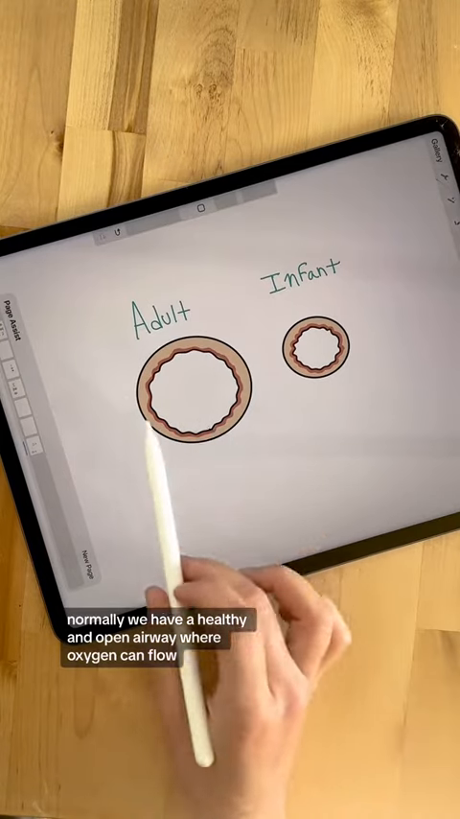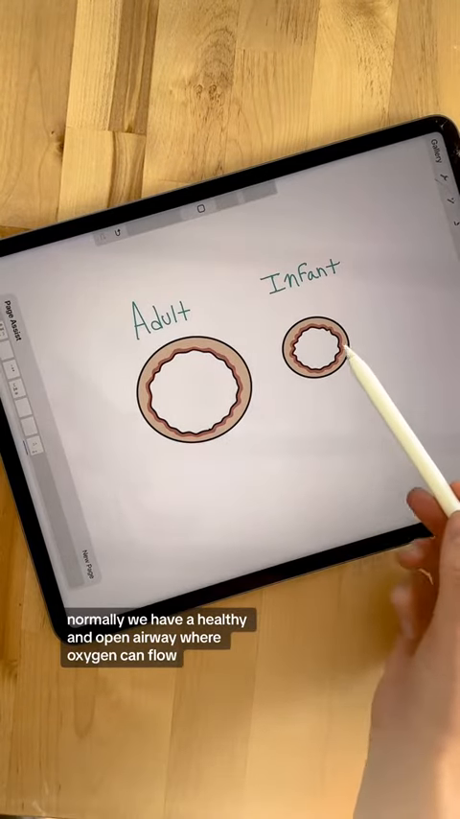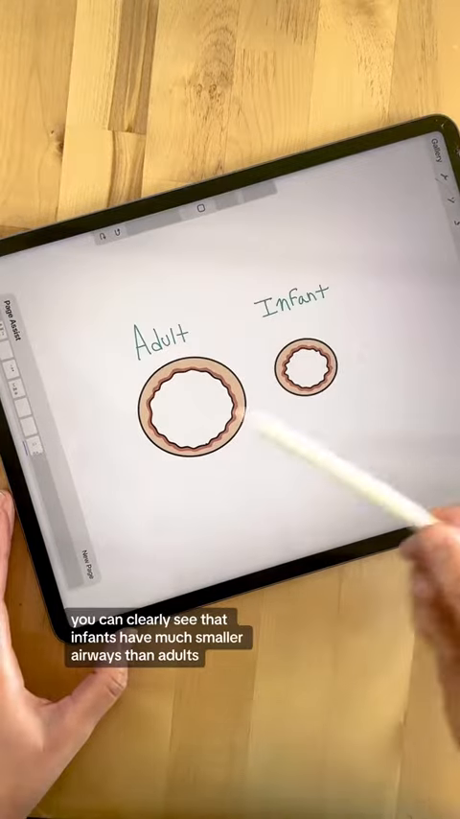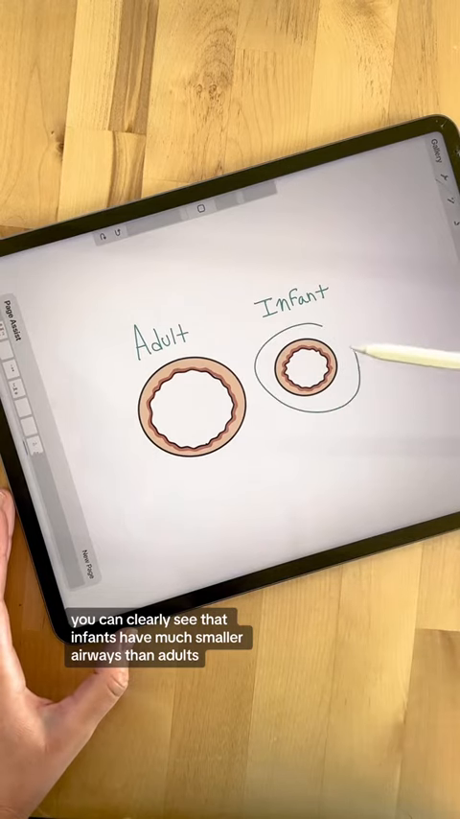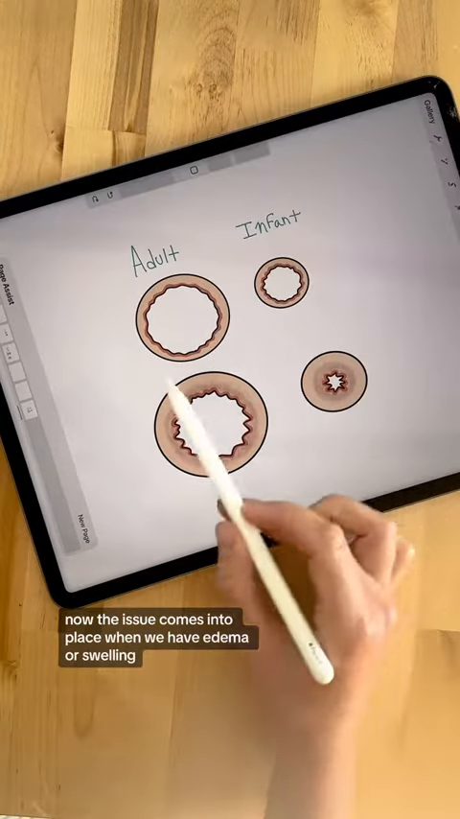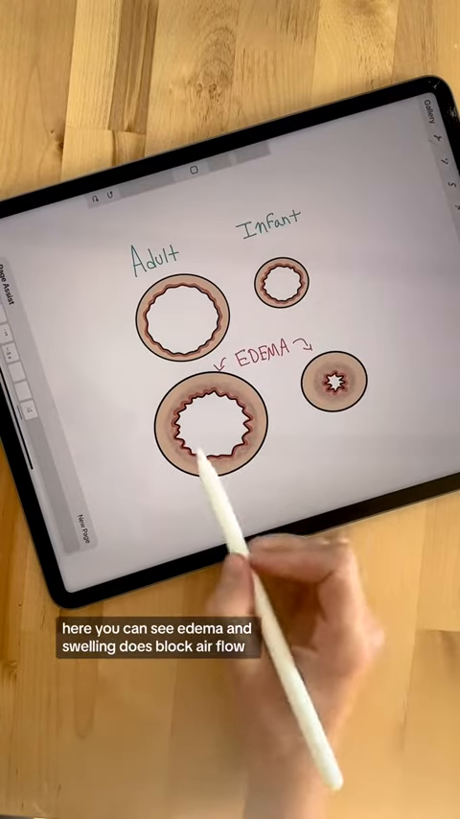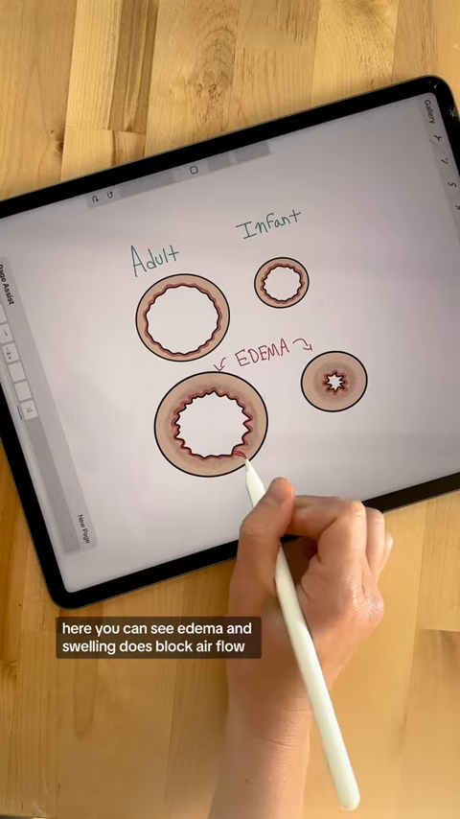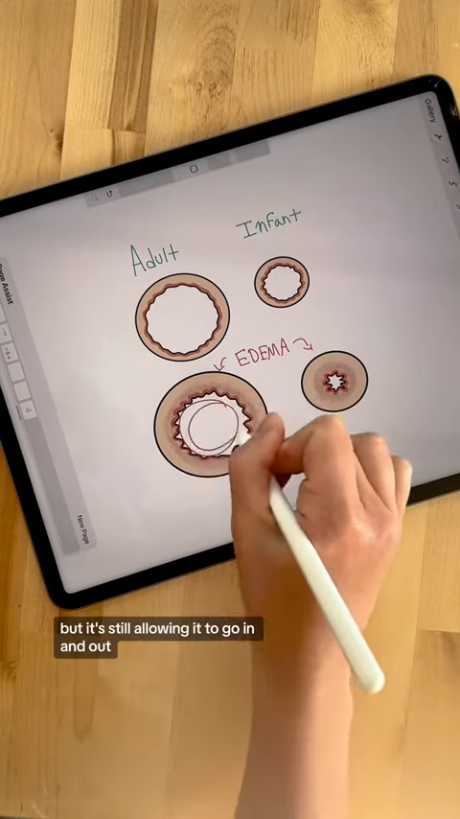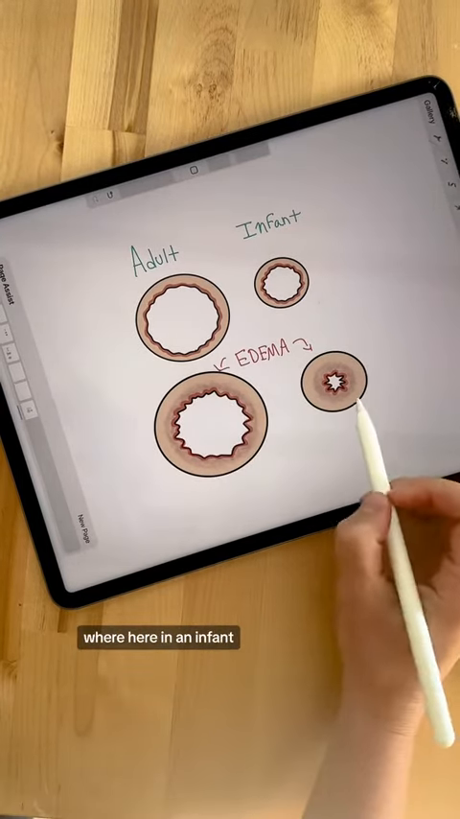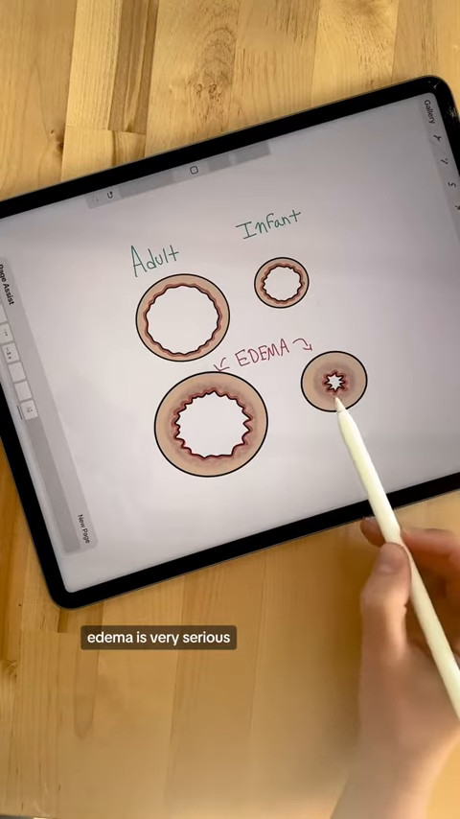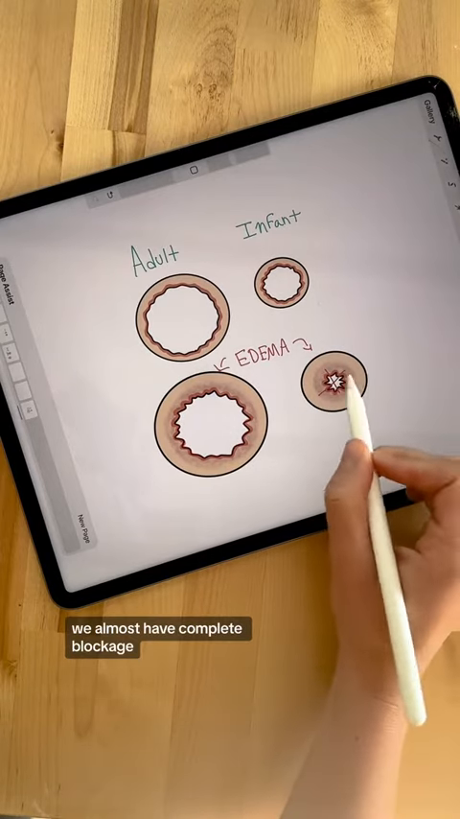Normally, we have a healthy and open airway where oxygen can flow. You can clearly see that infants have much smaller airways than adults. Now, the issue comes into play when we have edema or swelling. Here you can see edema and swelling does block airflow, but it's still allowing it to go in and out. Here in an infant, edema is very serious. We almost have complete blockage.